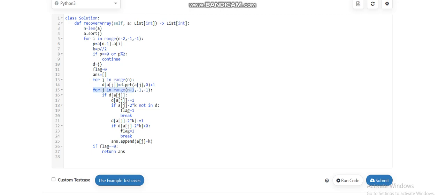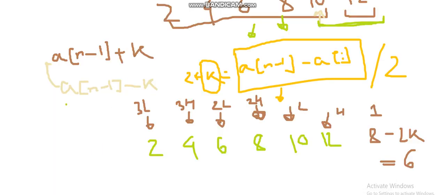Now we will traverse from backward. If the value is present, this could be the higher value, aj could be a higher value, then we will just decrement it. And its lower value will obviously be aj minus 2k. If it is not present, we will just break, because the construction of the array is not possible, because there will be no element. Let me explain this.